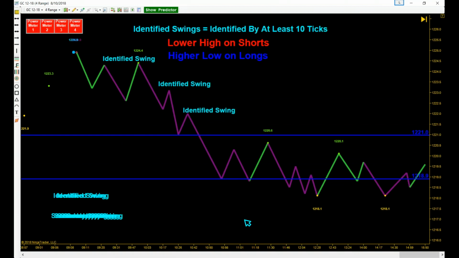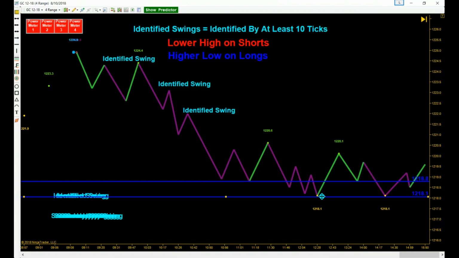right? Okay, now where it gets a little bit more complex is when they start going sideways like this, okay? But I always look at my previous identified swing until they get out of this choppy stuff, because what'll happen, you'll get like a double bottom. This is not an identified swing. This is not actually, in my opinion, an identified swing, because you didn't get at least those 10 ticks.